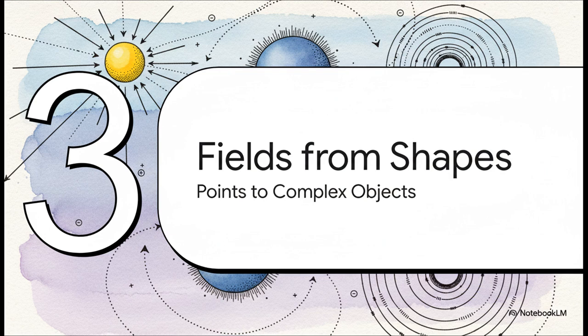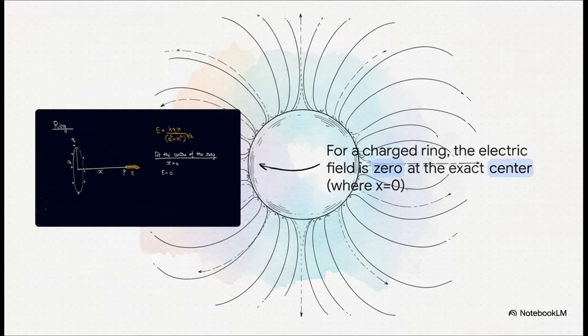Okay, so we have our fundamental building block, the point charge. Now we can start putting them together to build some more interesting stuff. Let's see what happens when we arrange these charges into different shapes. Okay, check out this charged ring. The formula there looks a little complicated, but it just tells you how the field strength, E, depends on the ring's total charge, Q, its radius, a, and how far you are from the center, x. But here's the cool part. Look what happens right at the very center of the ring, where x is 0. The whole formula goes to 0. Right in the middle, the electric field vanishes. Why? Because you're being pulled equally in every direction at once, and it all just cancels out.